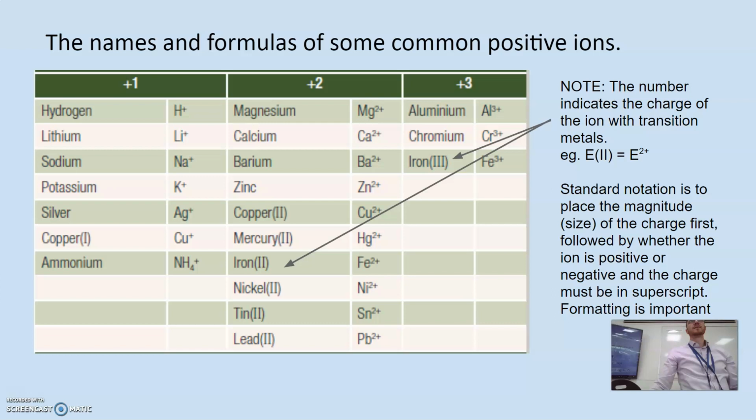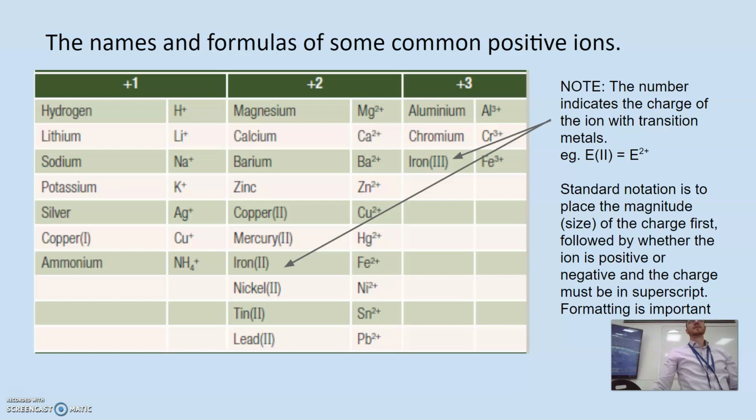Formatting is really important in chemistry, right? Subscript tells us how many atoms. Superscript tells us the charge. If we go superscript on the left-hand side, it tells us the mass number. Subscript on the left-hand side tells us the atomic number.